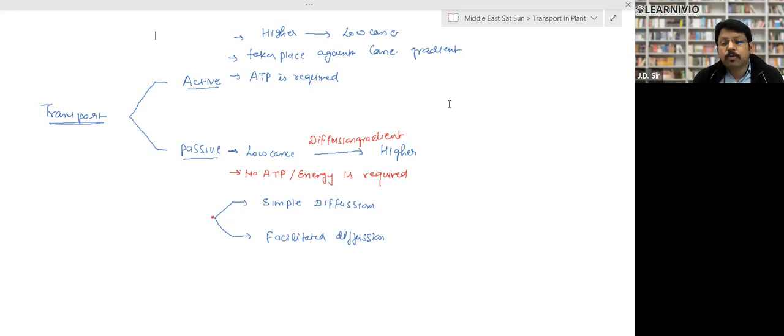Long distance transport occurs through the vascular system. Long distance transport occurs through the vascular system, xylem and phloem. Full stop.